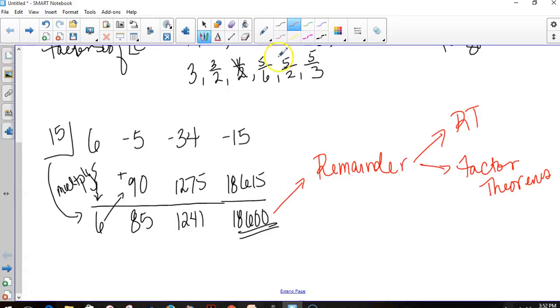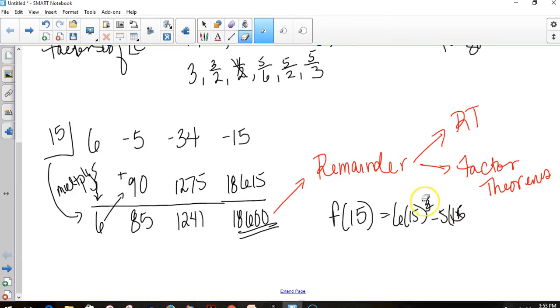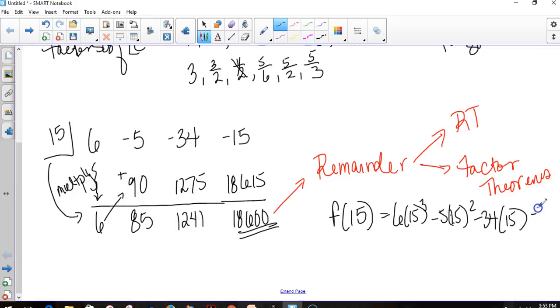So what this example would show is that if I were to take 15 and plug that into 6x cubed minus 5x squared. Let me fix my coefficients. There we go. Cube, 15 squared, minus 34 times 15, then minus 15, I will get out 18,600. And that's pretty easy to go ahead and check.